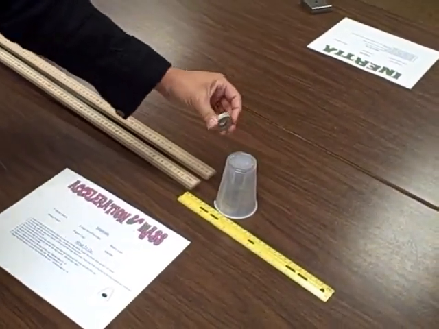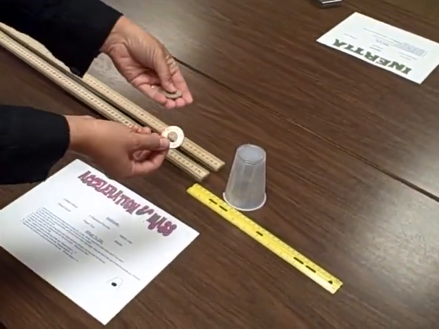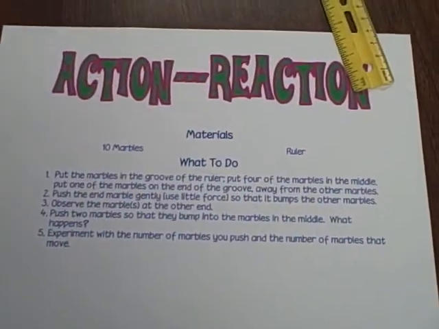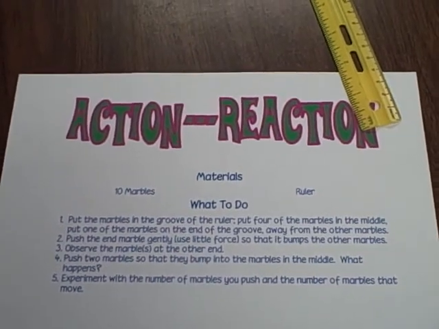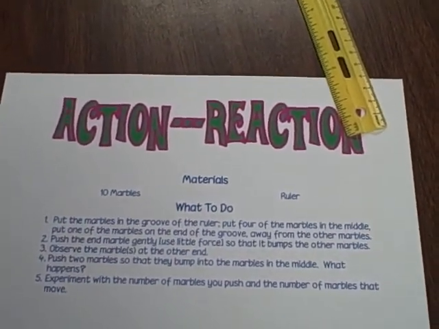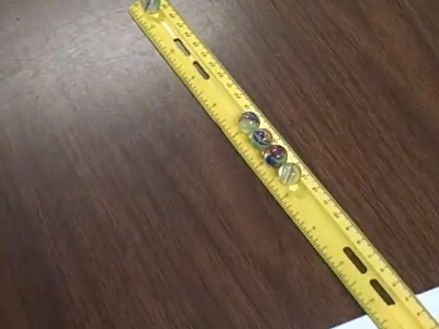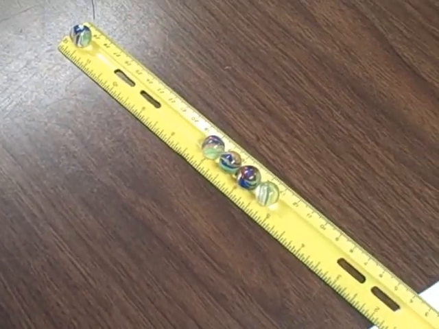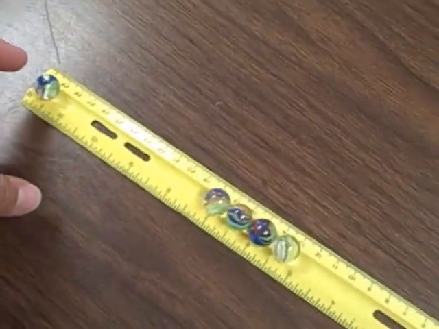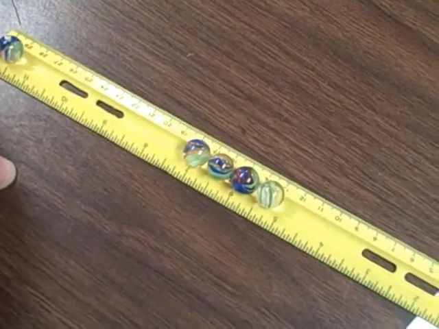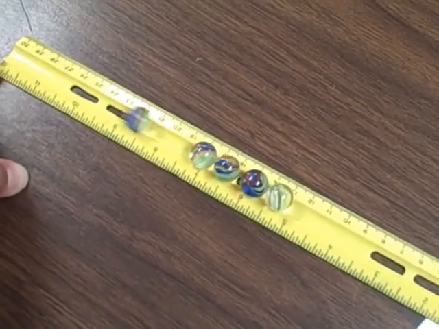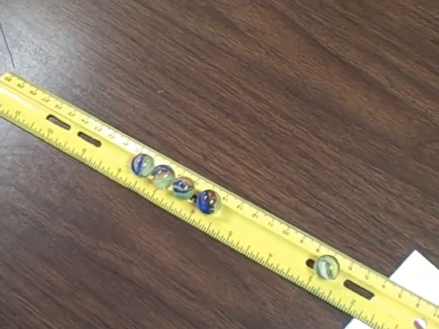You can use pennies or you can use washers, whatever you want to do, but have them do one at a time. This is the action-reaction station. You need a ruler and some marbles. It suggests 10. So what they do is they put 4 marbles in the middle of a ruler with the groove, and then with the other marble at the end, make sure you're on a level surface, by the way, they're going to gently push the marble and watch and see what happens and record.